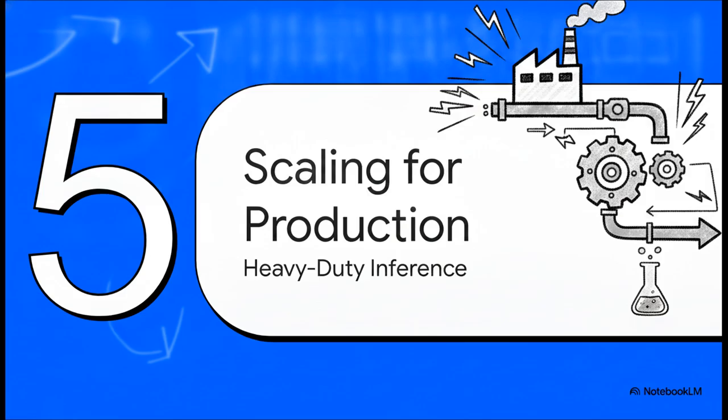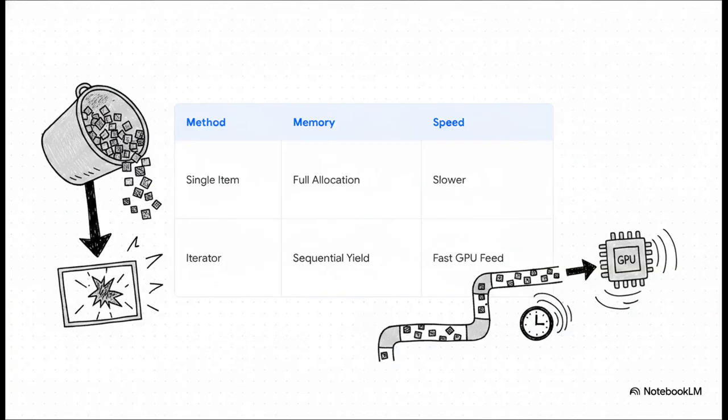Finally, we have Section 5, Scaling for Production. So how do we take all this out of the sandbox and into a heavy-duty production environment? When you're dealing with massive datasets, how you feed the data is absolutely critical. If you try to pass a giant dataset into memory all at once, you're practically asking for that dreaded CUDA out-of-memory crash. But if you use a dataset iterator by calling .data on your dataset, the pipeline gets smart.